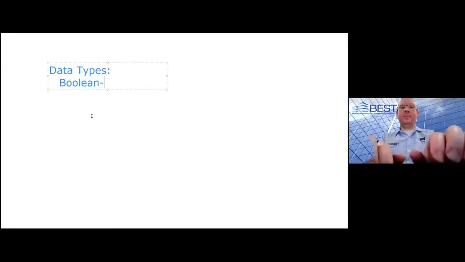Boolean data is simply 2 states. It is often referred to as discrete data or binary data or digital data, but it is 2 states, on or off.